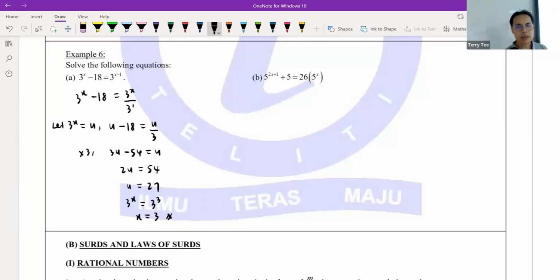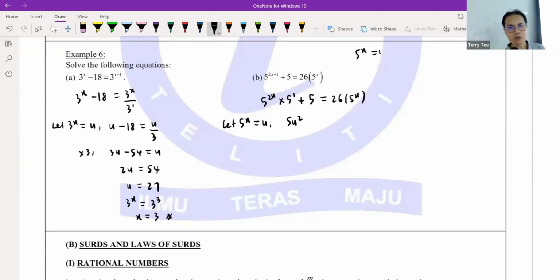Now, second one. What can I do with this 5? 5 power 2x plus 1. We can break it up to 5 power 2x times 5 power 1. There's a 5 here, and there's a 26 with a 5 power x. Again, we can use substitution. We let the one with the power x, 5 power x, be u. Is it too fast if I write this as 5u squared? Because if 5 power x is u, the moment you square it, this becomes 5 power 2x. It's not 5x squared, it's 5 power 2x because you are multiplying x with 2. So that's why this is 5u squared plus 5 equals 26u.